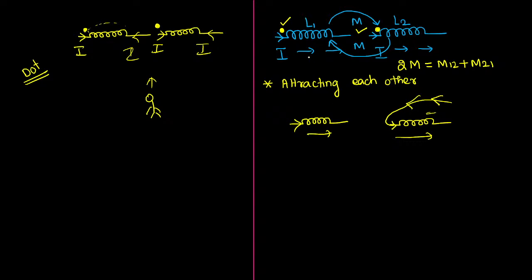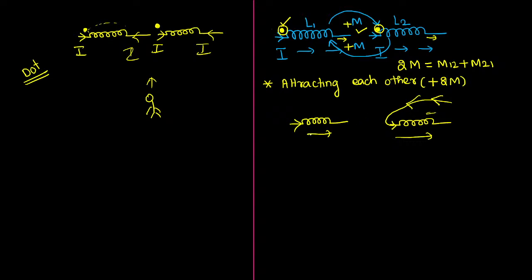Now after keeping the dot, if you see, in the first case at the dot current is entering, in the second case also at the dot current is entering. Here also current is entering, here also current is entering. On the opposite side current is leaving, where the dot is not there. So in this type of case, the resultant mutual flux will be positive, because the flux produced by the first coil and the flux produced by the second coil will be attracting each other. When they are attracting, then mutual inductance will be positive, 2 times of M, I can say.